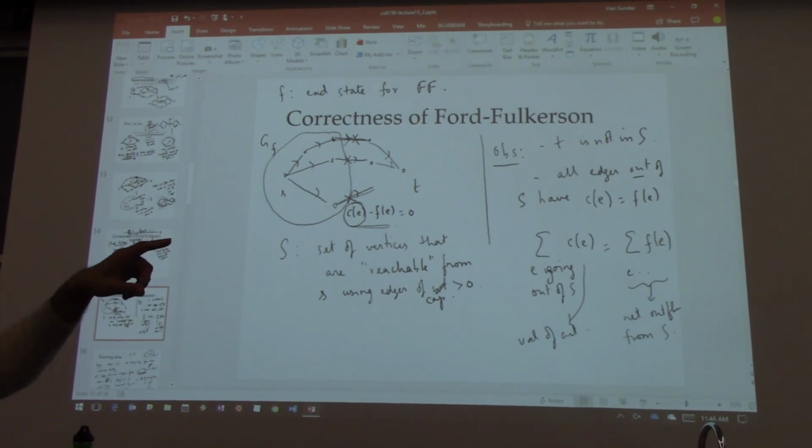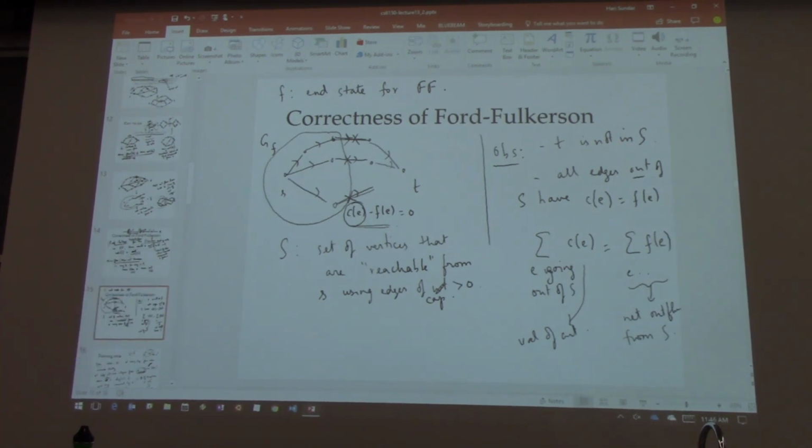No, so we don't know that this is the max flow, right? There are multiple things going on here. We came up with this Ford-Fulkerson algorithm. This ends up with some flow. We don't know that this is the max flow. That's part of what we are trying to establish.